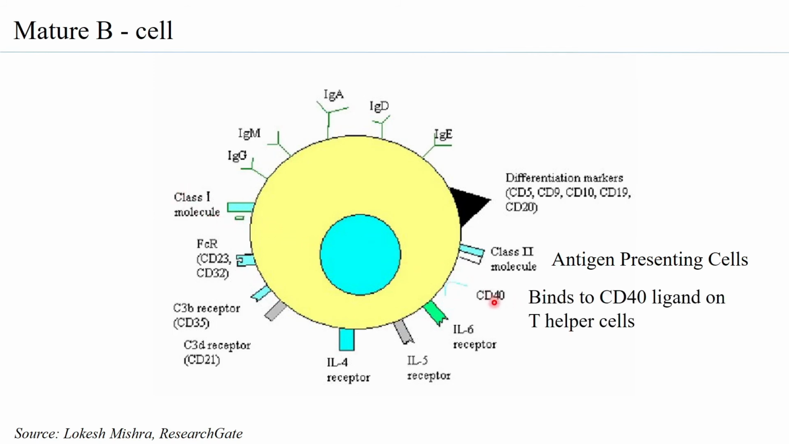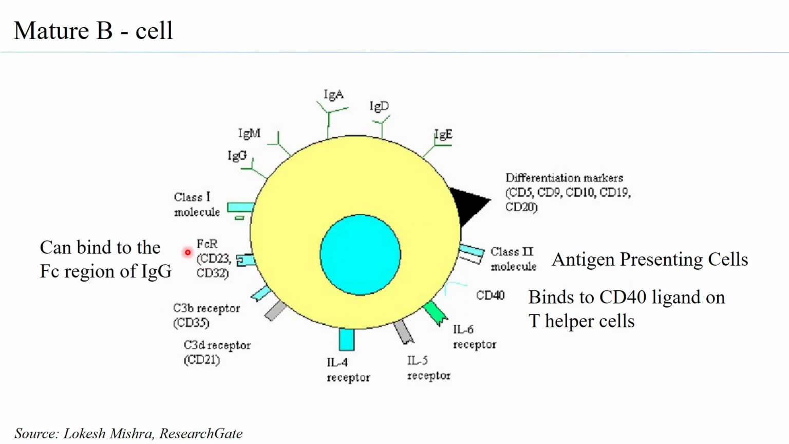It also has CD40. CD40 is the surface protein that binds to CD40 ligand that is present on T helper cells. So basically, the B cell and the T helper cell can co-stimulate each other by interacting with each other. Then you have several receptors for interleukins present. So if the environment around it has IL-6 or IL-5 or IL-4, they can bind to these receptors. A signal is transduced inside, and based on the signal, the B cells will respond accordingly in response to a particular immune situation.